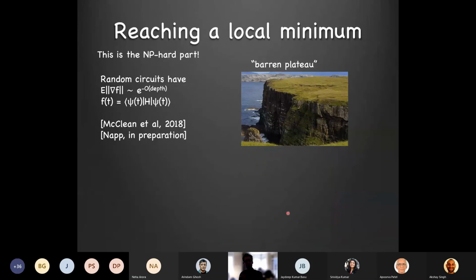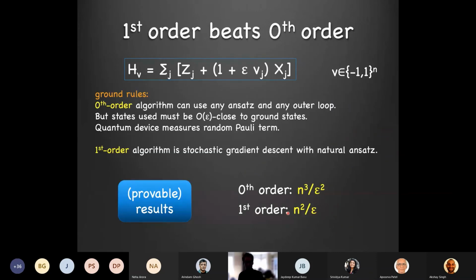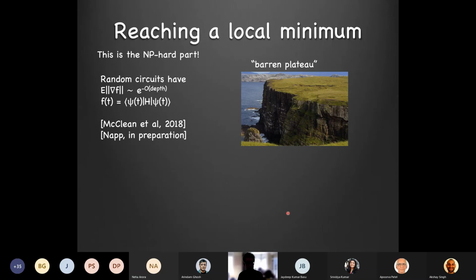Actually, I'll mention one other thing, which is our analysis, when we talk about first order and 0th order algorithms, this is in the vicinity of a local minimum, but reaching it is the hard part. And one phenomenon that was observed is something called the barren plateau phenomenon, where your objective function kind of looks like this, super flat, even though you're far from the minimum. The minimum is down in the ocean here, but you're stuck in this very flat region where the gradients are close to 0, so you don't know where to go.